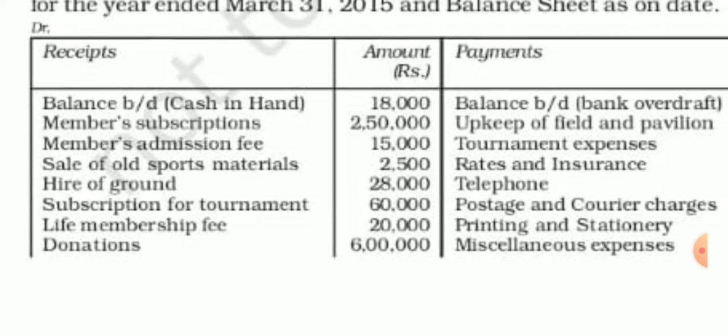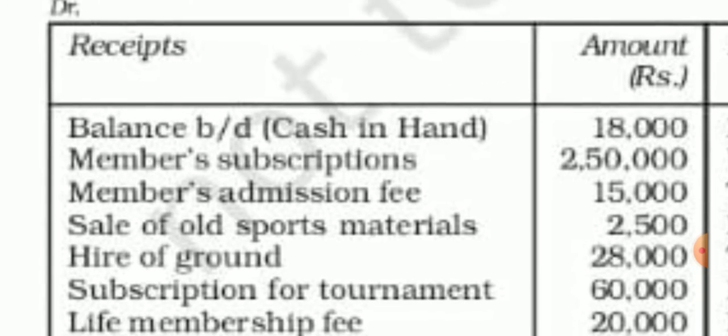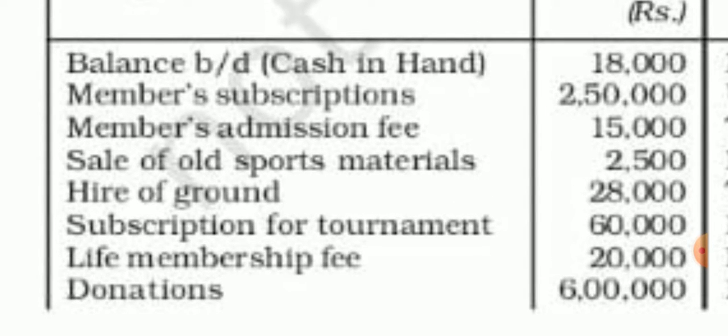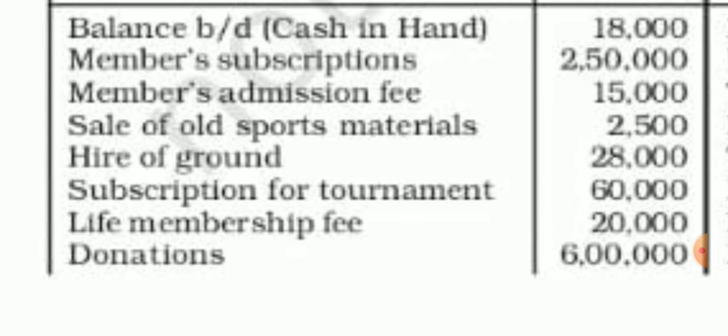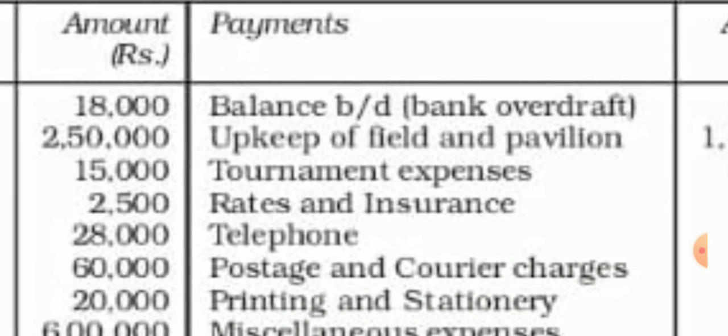Now the receipts and payment account is given. Just see what heads are given in it. On the receipt side: balance of cash in hand 18,000, then member subscription 2,50,000, then member admission fees 15,000, then sale of old sports material 2,500, hire of ground 28,000, then subscription for tournament 60,000, life membership fee 20,000, then donation 6 lakh. Okay, then go to the payment side.